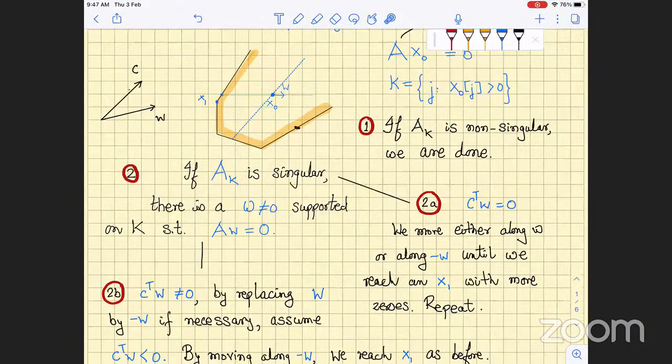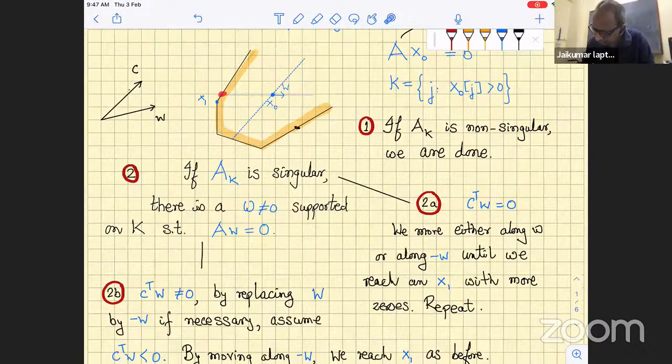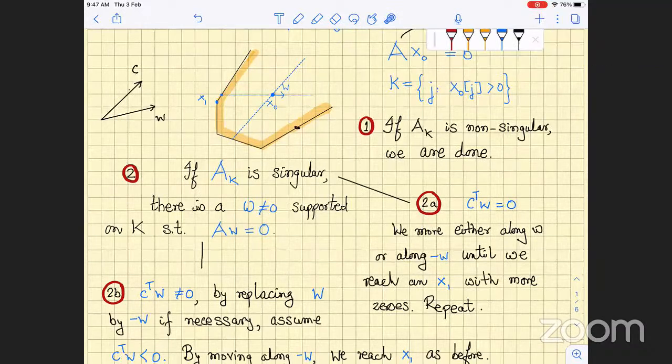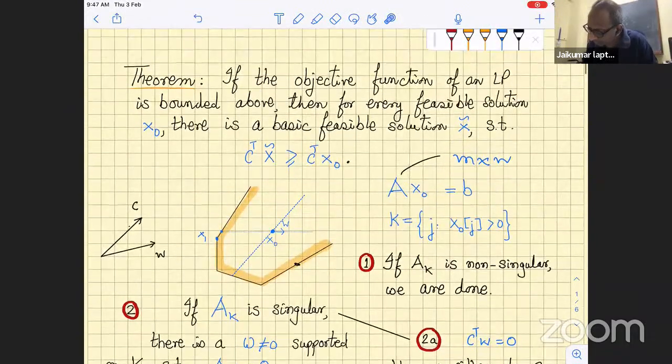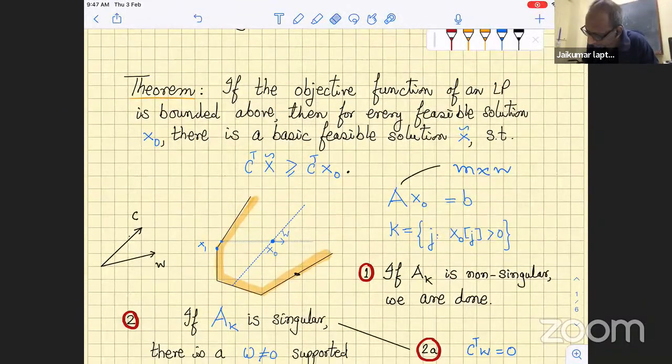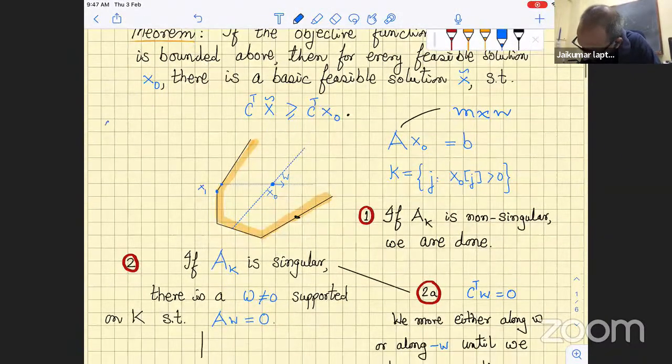The thing is, when we reach an x1 in case 2a, why are there going to be more zeros? So let us see. Let me just draw. This was your x naught. So this x naught was feasible. It had positive coordinates somewhere, and these were the coordinates which were k, and the remaining were 0.